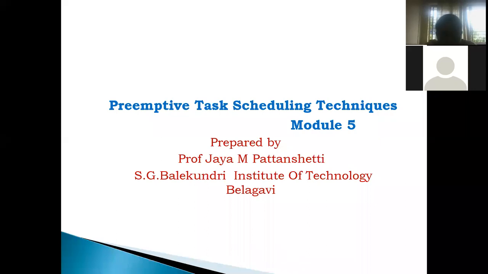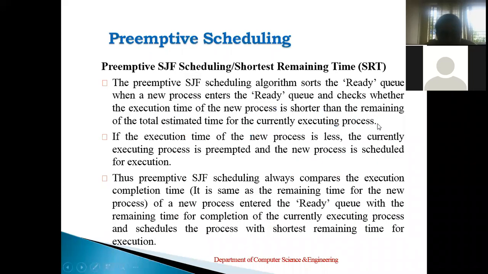So we'll go to the next slide. Here in preemptive scheduling, you have the shortest job first, that is SJF scheduling. It is also called shortest remaining time, right? So here what happens, assume that 3 or 4 processes have entered into the queue, and each process will be allotted a timing, right? Now in this algorithm, the scheduler is nothing but what will be executing the certain algorithm.